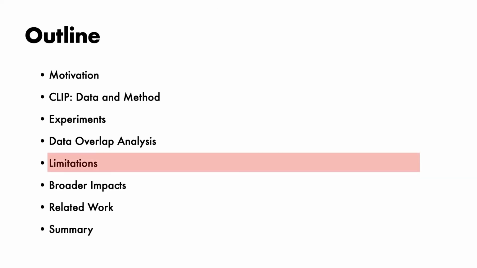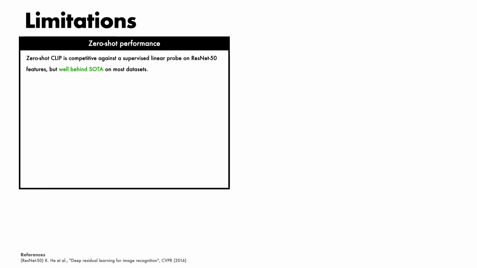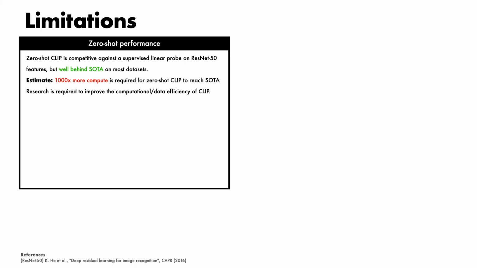We turn next to the limitations of CLIP identified by the authors. First, while zero-shot CLIP is competitive with a supervised linear probe on ResNet50 features, it lags far behind the state-of-the-art on most datasets considered here. While scaling has improved accuracy so far and does not appear to be tailing off, approximately 1,000 times more compute would be required to reach overall state-of-the-art performance, which is not feasible on current hardware. Thus, further research is required to improve the efficiency of CLIP.